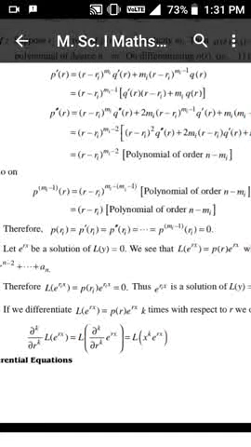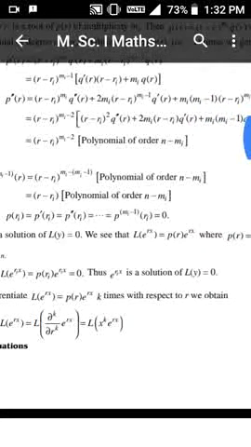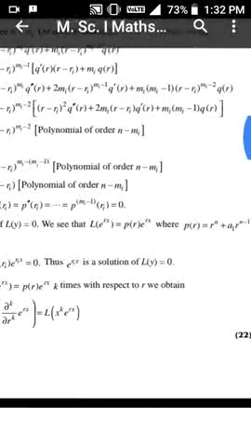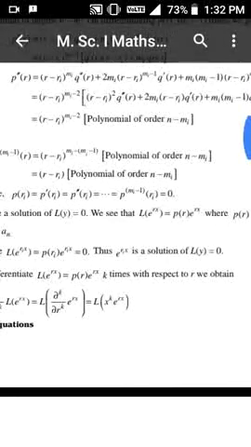P double dash of R is equal to R minus Ri raised to mi Q double dash of R plus 2mi R minus Ri raised to mi minus 1 Q dash of R plus mi into mi minus 1 R minus Ri raised to mi minus 2 Q of R, which is equal to R minus Ri raised to mi minus 2 into R minus Ri square Q double dash of R plus 2mi R minus Ri Q dash of R plus mi into mi minus 1 Q of R, which is R minus Ri raised to mi minus 2 times a polynomial of order n minus mi, and so on.